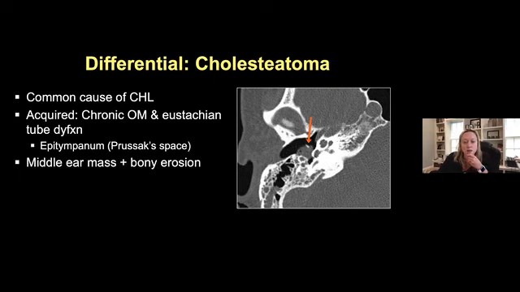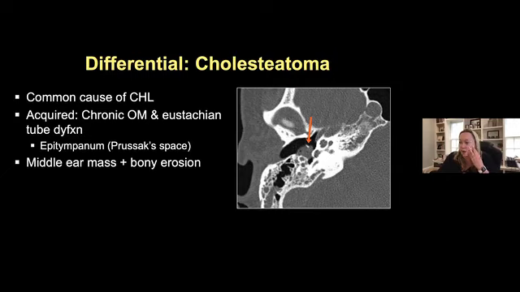Then these patients can develop retraction pockets that ultimately accumulate keratinized debris and dead skin cells. These acquired cholesteatomas classically start in the lateral epitympanic recess, a place known as Prussak's space, in the superior aspect of the tympanic membrane, because that's the pars flaccida portion that doesn't have as much collagen in the eardrum.